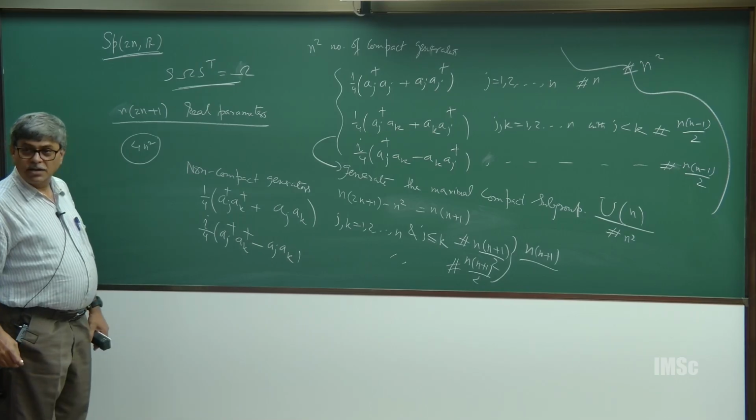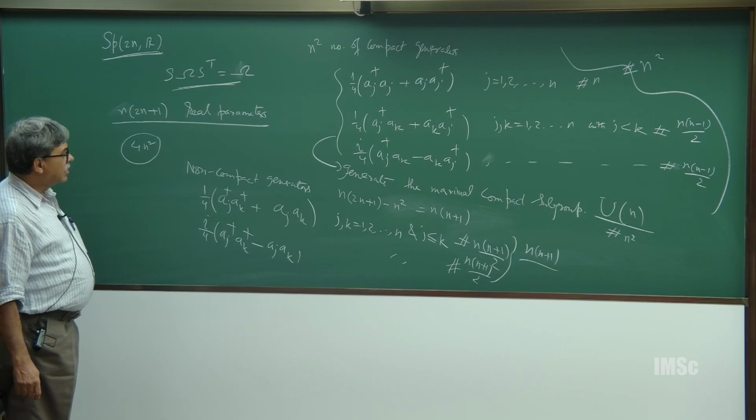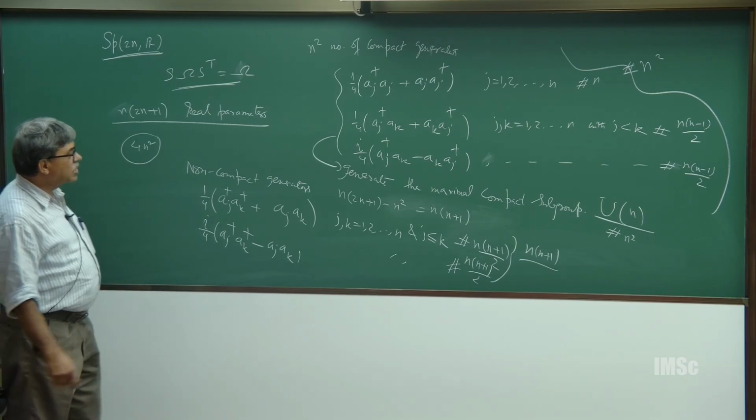I saw that you have written hash n square, but it should actually be hash n. Which one is hash n square? Total. That's the total.